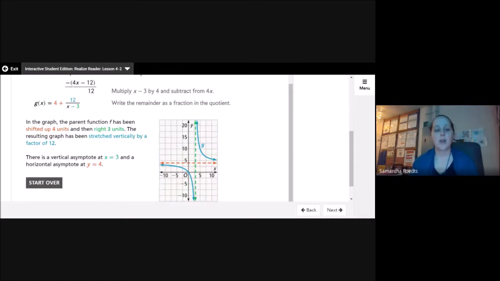I write the remainder as a fraction in the quotient. So when I graph this, the parent function f has been shifted up 4 units, and then right 3 units. The resulting graph has been stretched vertically by a factor of 12. There is a vertical asymptote at 3 and a horizontal asymptote at 4.